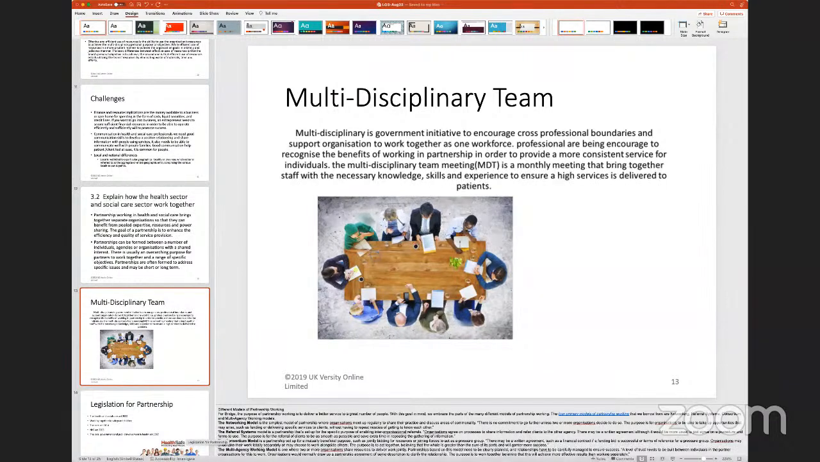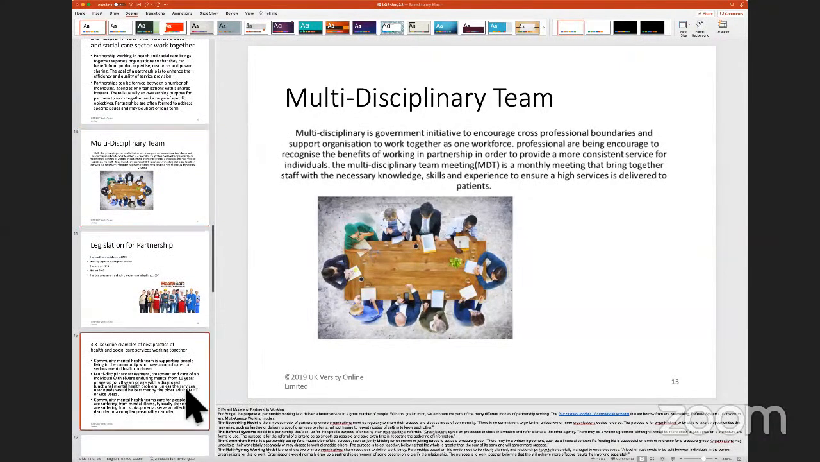So maybe take an example of your local surgery. Sometimes if you need to see a GP urgently on the weekend, you would generally have a GP doing a locum, and that would be an example of how partnership can be shown working within the sector.